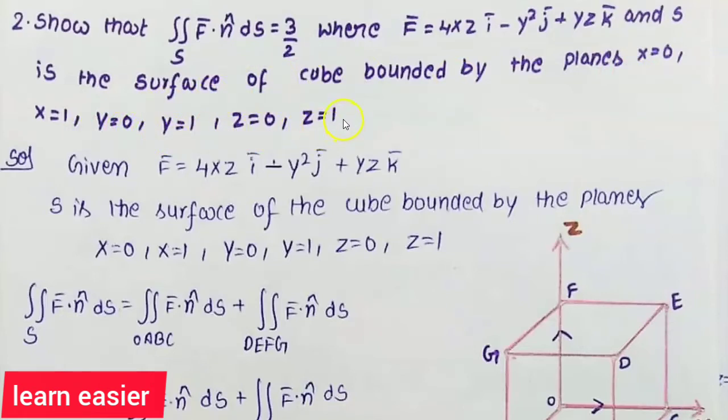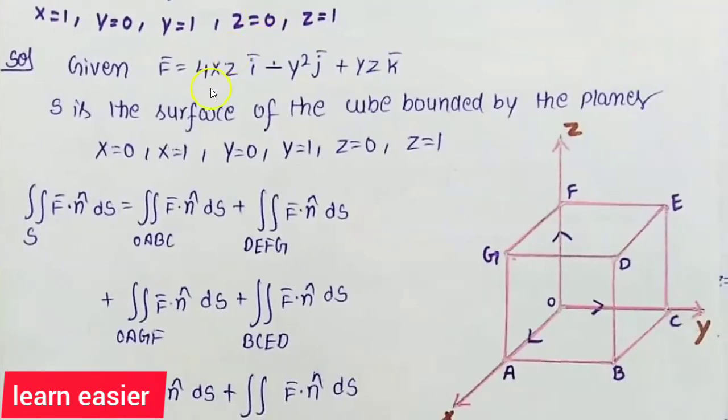So the question says that all these six planes form the surface of the cube, and we have to find out the surface integral over this cube. Then we can get the answer as 3 by 2, and we have to show the answer is 3 by 2. Now let's start the solution.